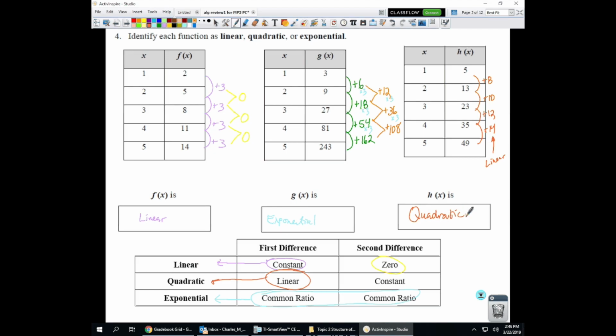However, if that doesn't scream linear to you, look at your second differences. From 8 to 10 is up 2, and another 2, 2 more. So now I see a constant second difference, which also is enough to indicate a quadratic relationship.